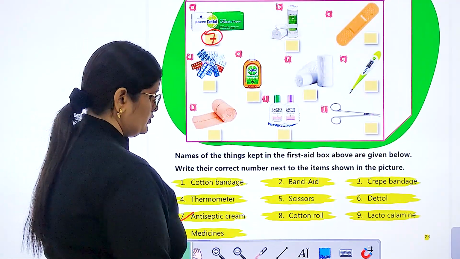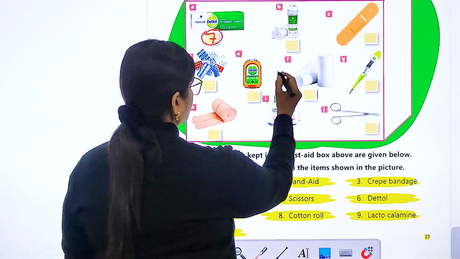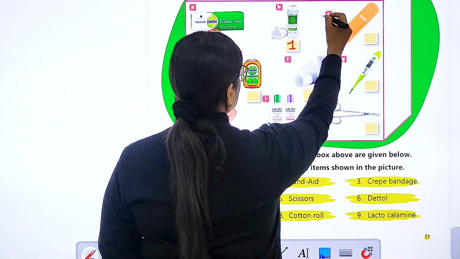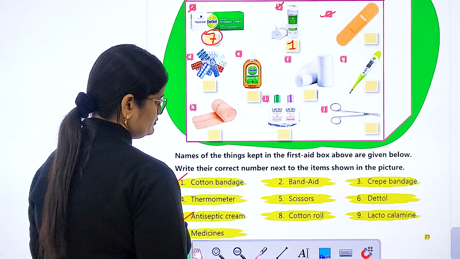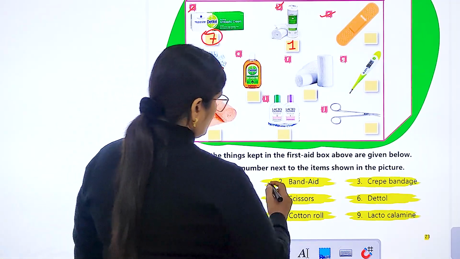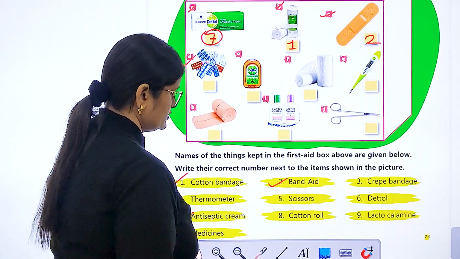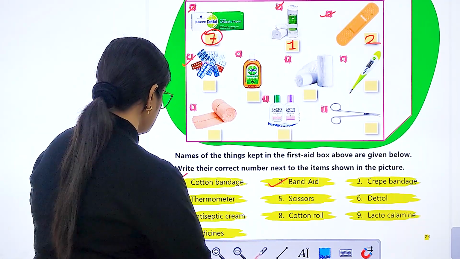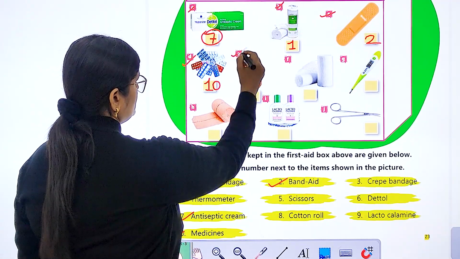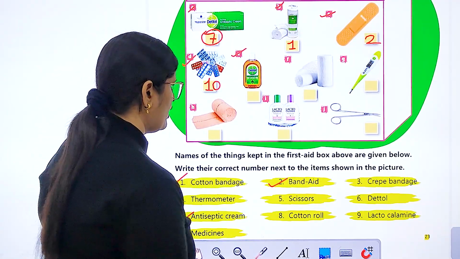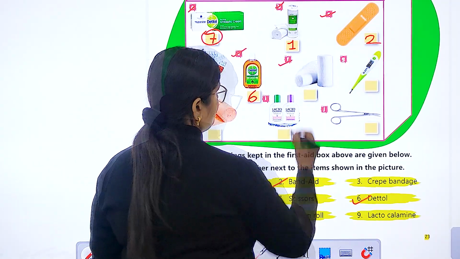Okay. Now, B. Cotton bandage. C. Band-aid. D. Medicines. E. Dettol. 6. F. Cotton roll.